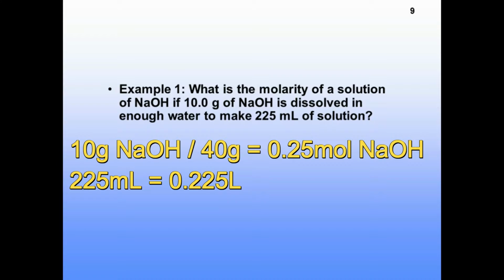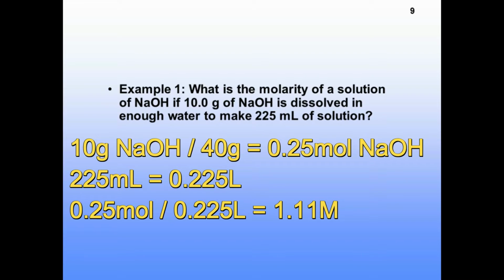There's 2 ways you can write the units for this. You can write it with a capital M. I will accept this. Moles per liter. I will accept that too. But it's just a lot easier to write a capital M.